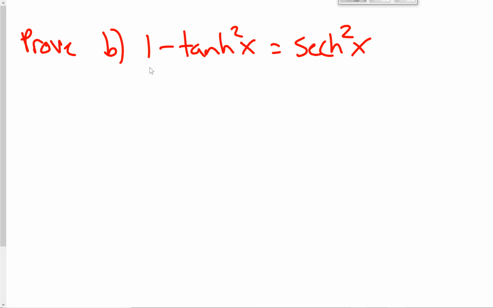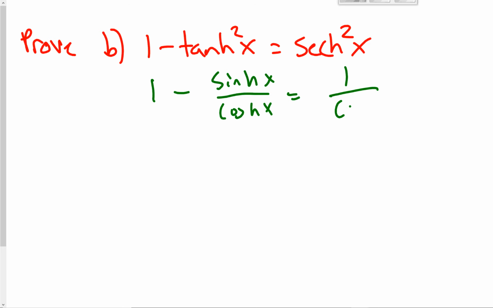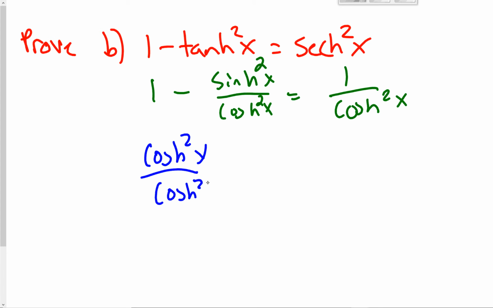All right, now let's go ahead and prove this one. So 1 minus hyperbolic tan squared equals hyperbolic secant squared. So we know this is just 1. We know this is hyperbolic sine over hyperbolic cosine. And this is just 1 over hyperbolic cosine squared. Okay, and these are squared too. All right, so we need a common denominator, so that'd be hyperbolic cosine squared x over hyperbolic cosine squared x.